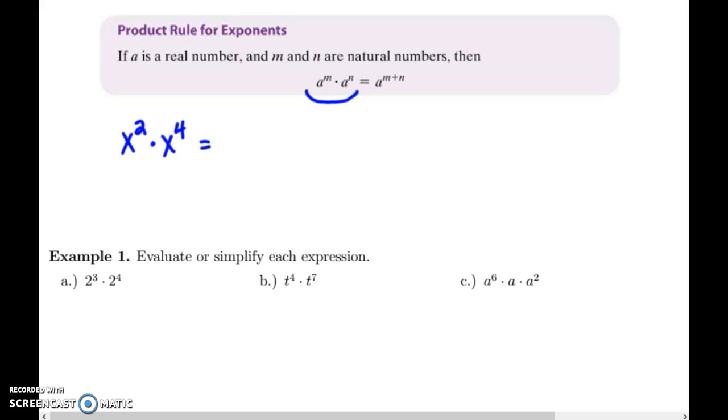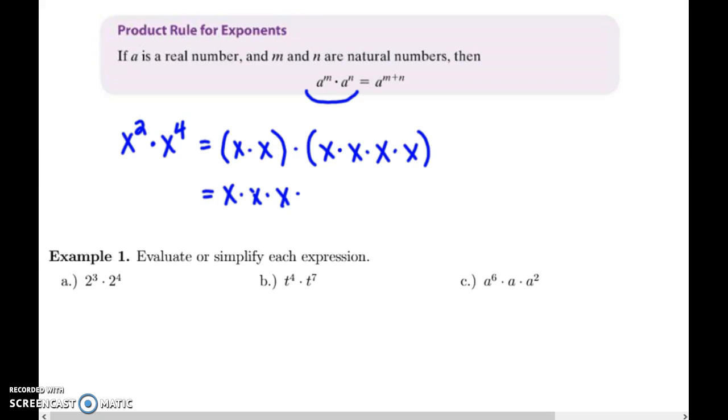If we write x squared in terms of multiplication, we know it is just x times x. And x to the fourth would be 4 x's, x times x times x times x. So if I drop all these parentheses and just write how many factors of x I have, x times x times x times x times x times x, we can see that we have 6 of them. And in fact, this is x to the 6th, which is what our rule tells us it should be. Obviously this is just one example, but hopefully that helps you see how the rule actually works and that it does come from somewhere.